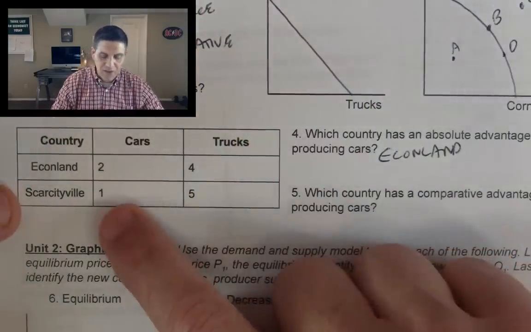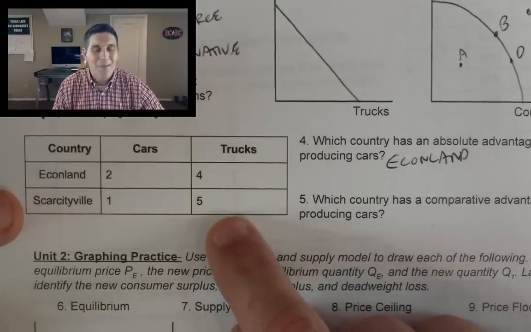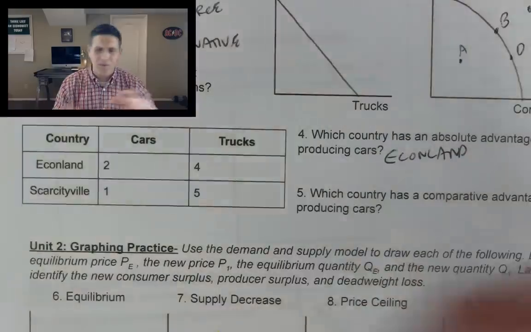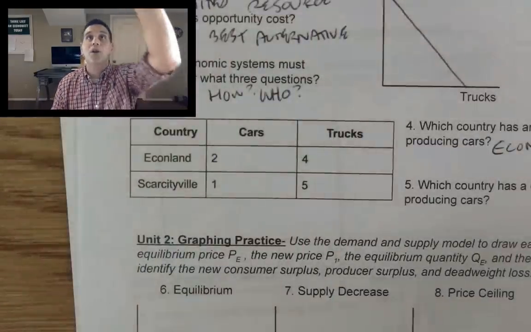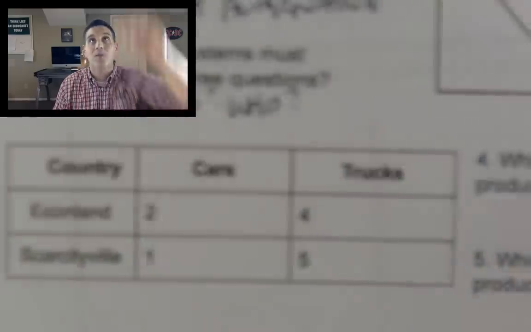And for Scarcityville, each 1 car costs 5 trucks. But that doesn't help us compare the two. We want to be able to put them in like terms. So what you do is you calculate something called per unit opportunity cost. Again, you've seen my videos on this, so I'm going pretty quick. If you know that you need to go back and review this, then go back and review this.